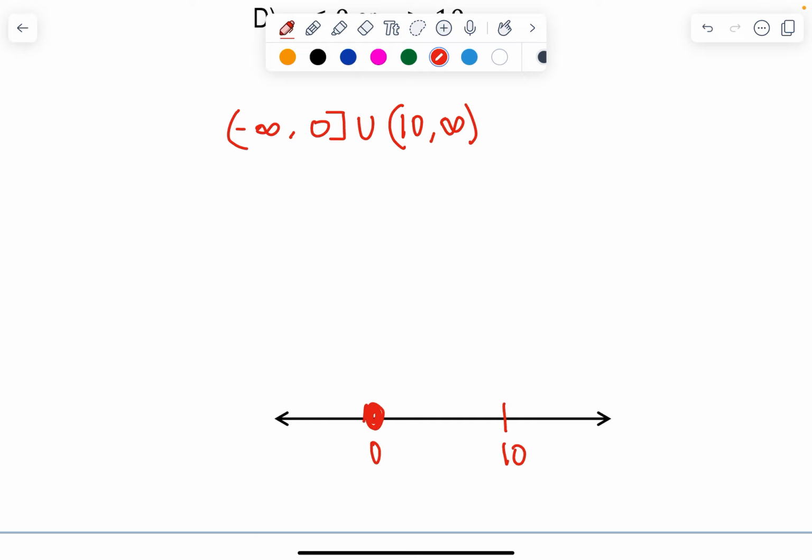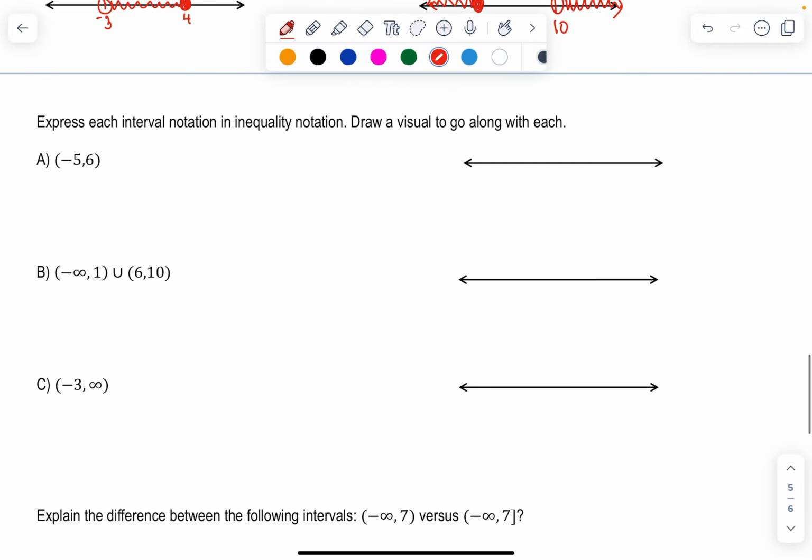Bracket on the 0, all values less than that. Open point on the 10, all values greater than that. All right, next, express each interval notation as an inequality notation.